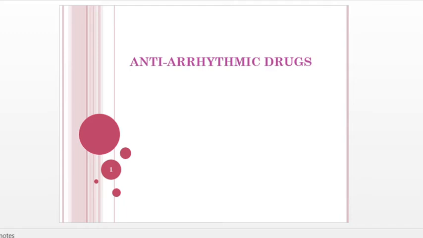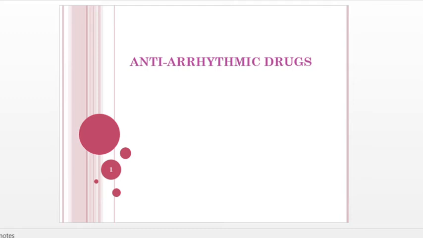Okay, what are anti-arrhythmic drugs? Certain diseases and the effects of some drugs are usually responsible for affecting the rhythm and the normal heart rate. This cardiac arrhythmia may be caused by a disorder in the pacemaker function of the sinoatrial node, thereby resulting in tachycardia, bradycardia, cardiac arrest, atrial fibrillation and ventricular fibrillation.